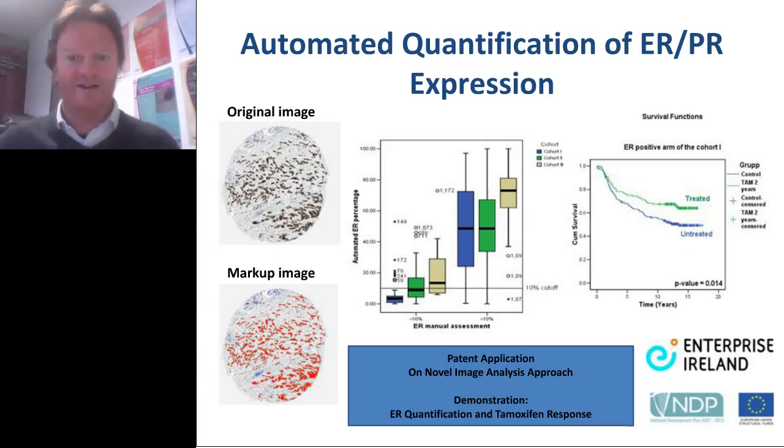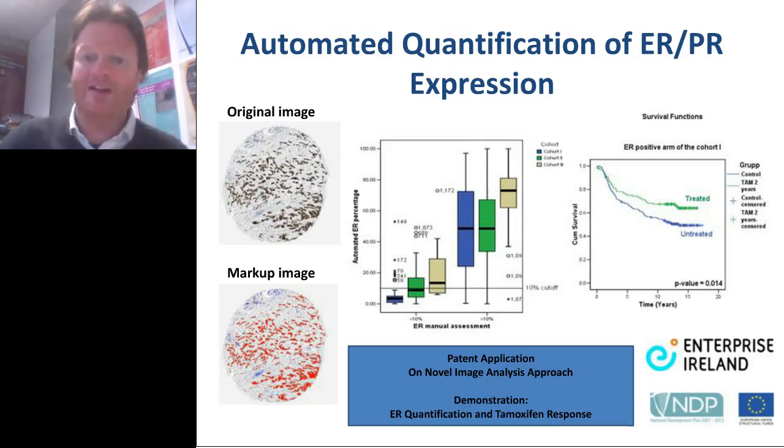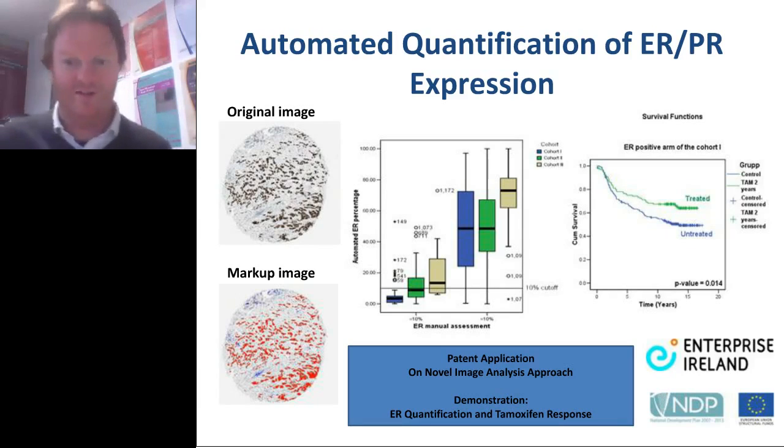But we can see quite nicely that the algorithm is able to pick out ER positive patients, and then when we compare those who are treated to those who are untreated with tamoxifen, there's obviously a clear benefit to treating patients who are ER positive with tamoxifen.